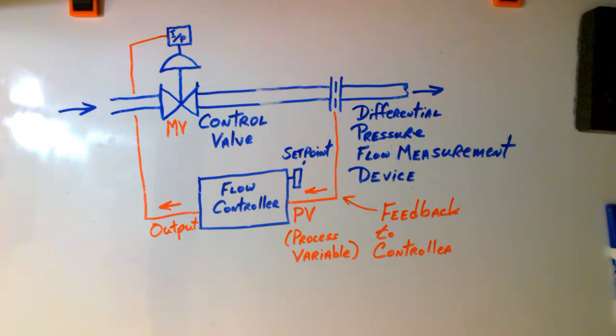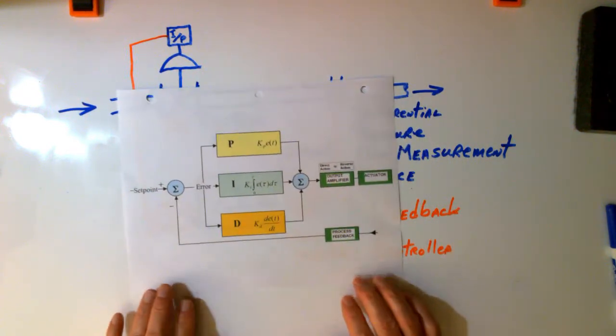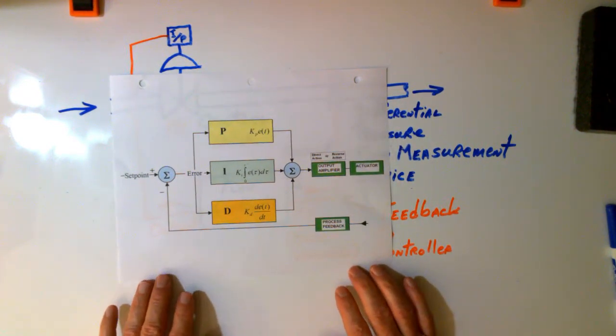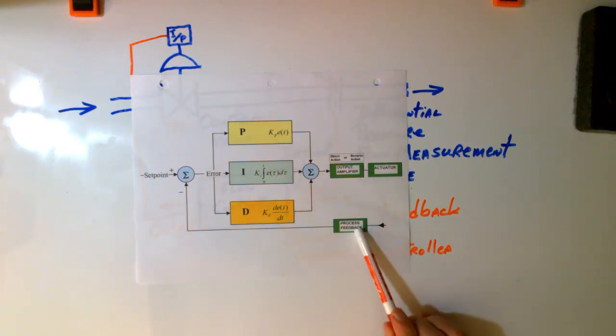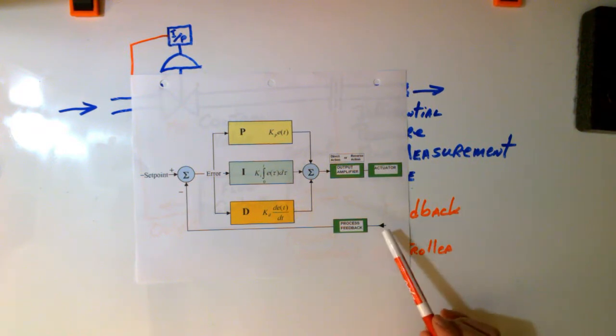Okay, so as we've been discussing, we showed this control loop. In fact, it's a flow control loop because flow is what this one is controlling. But let's take a closer look at the flow controller itself. This is a schematic of the controller. So we talked about process feedback in the case of the flow controller.